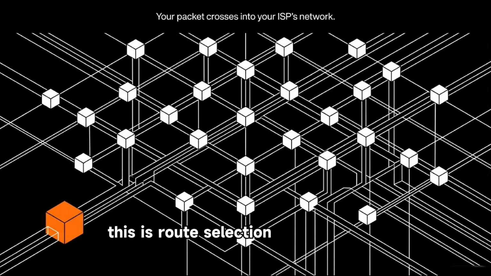This is route selection at its simplest. The routing table is tiny, the decision is trivial. And that's by design. Home routers don't need to know how to reach every corner of the internet themselves. They just need to know where to hand off packets to someone who does.